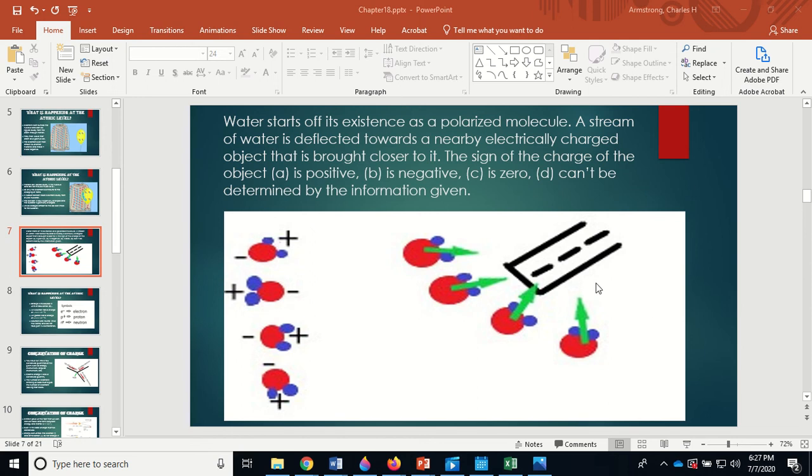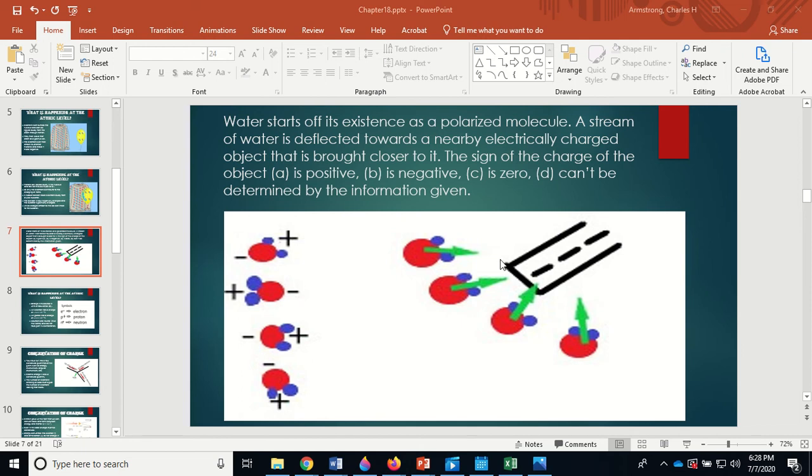When you bring some negatively charged object close to it, the water molecule is going to flip. It'll flip such that the more positive side is closer, not only closer, but attracted to the negative PVC pipe. Okay, so you might say, well, that means that it must be negative.